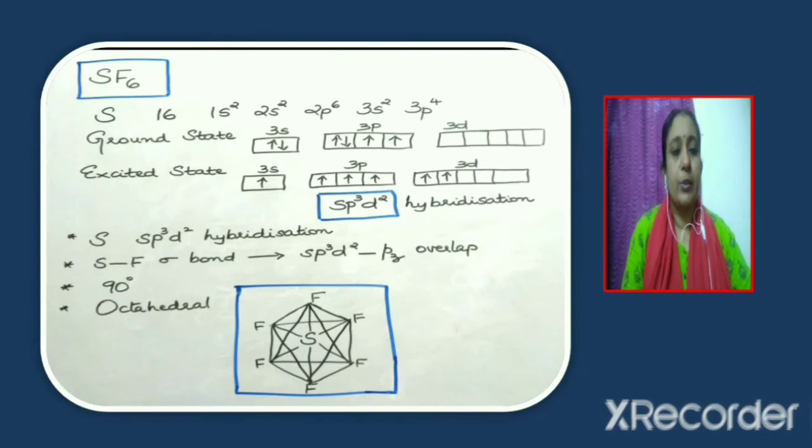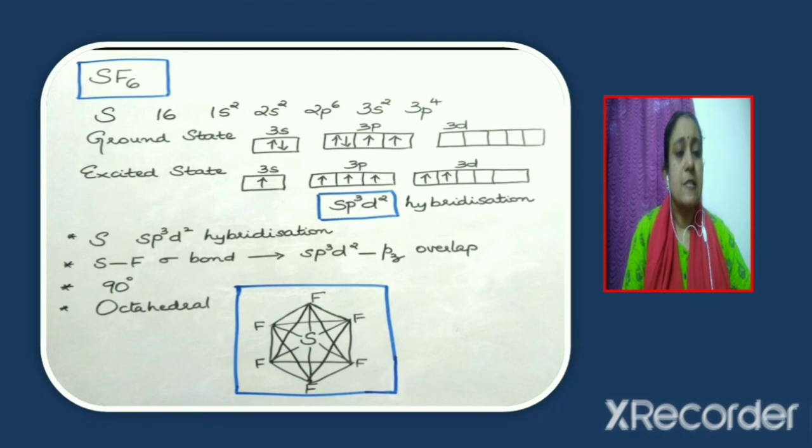Consider the next molecule, sulphur hexafluoride, SF6. The atomic number of sulphur is 16 and the electronic configuration is 1s2, 2s2, 2p6, 3s2, 3p4. So in the ground state, there are 2 electrons in the 3s orbital and 4 electrons in the 3p. Empty 3d orbitals are available with sulphur. So in the excited state, 1 electron will be promoted from the 3s orbital to the vacant 3d orbital. Similarly, 1 electron from the 3p orbital will also be promoted to the vacant 3d orbital.